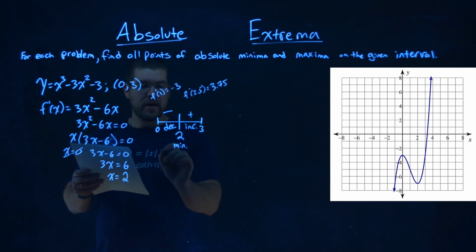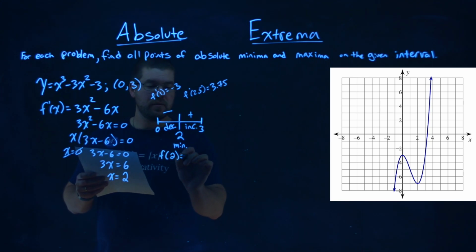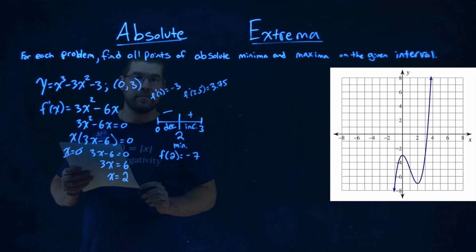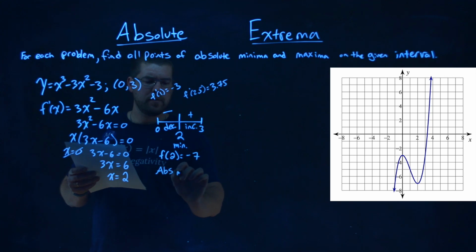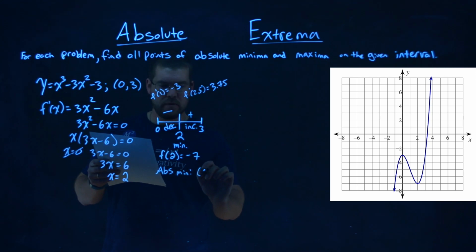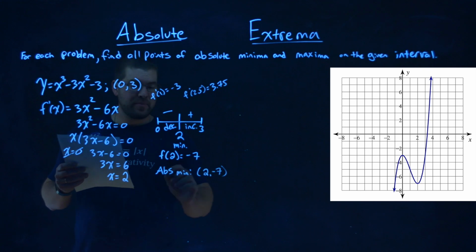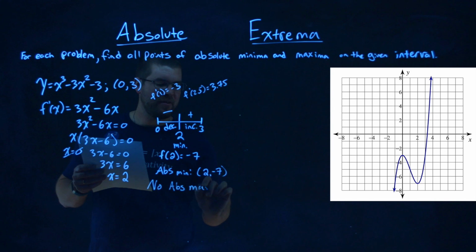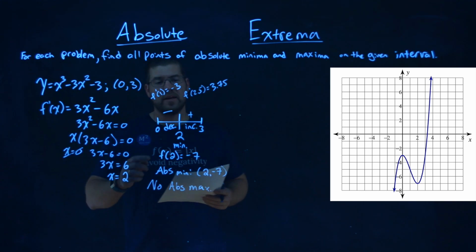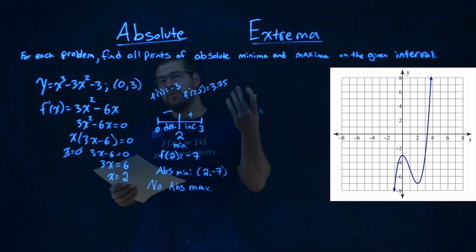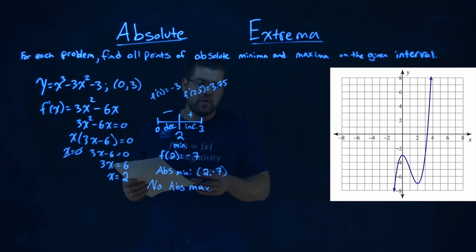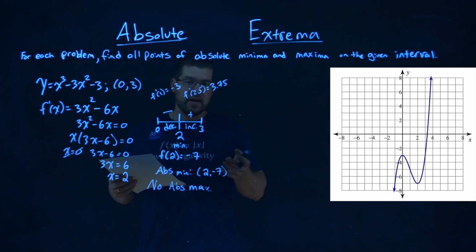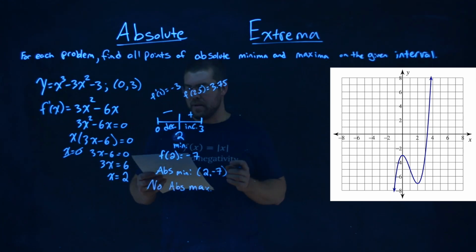And so when we plug that in, f of 2, plug it into our original equation, we get a -7. And so our absolute minimum is the coordinate point 2 comma negative 7. And there is no absolute maxima on this interval because it keeps increasing all the way to 3 but doesn't equal 3, and then that's it right there. So again, our final answer here is we have an absolute minima at 2 comma negative 7, and we have no absolute maxima.